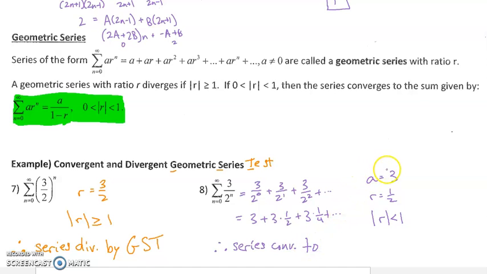to a over 1 minus r, so 3 over 1 minus 1/2. 1 minus 1/2 is 1/2. 3 divided by 1/2 is 6. So the series converges to 6 by the geometric series test. And that's how the geometric series test works.